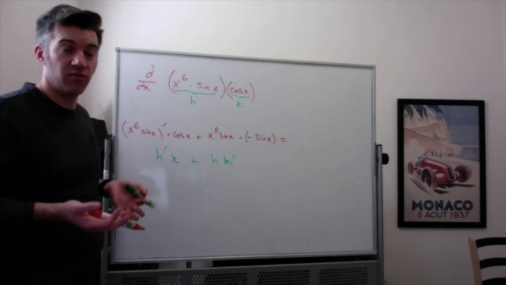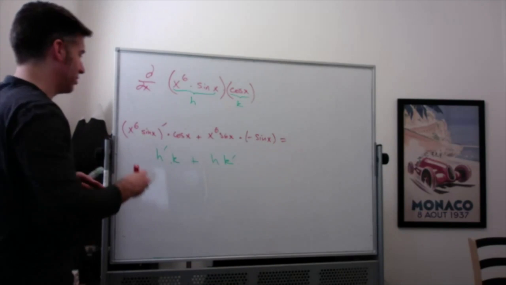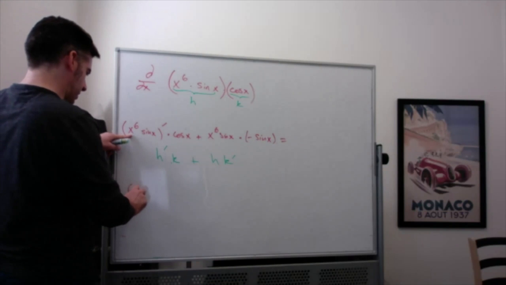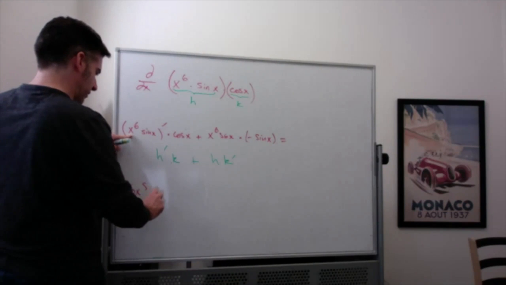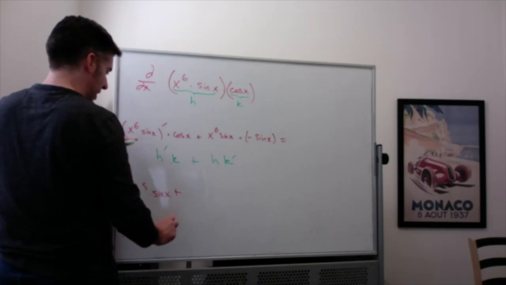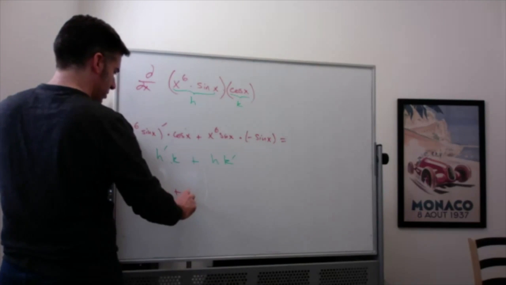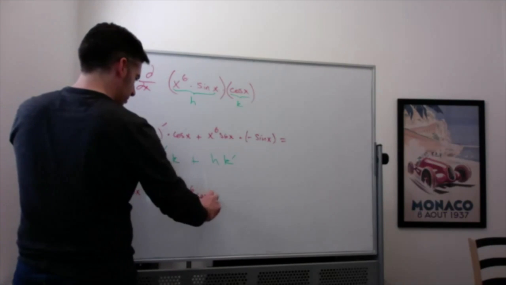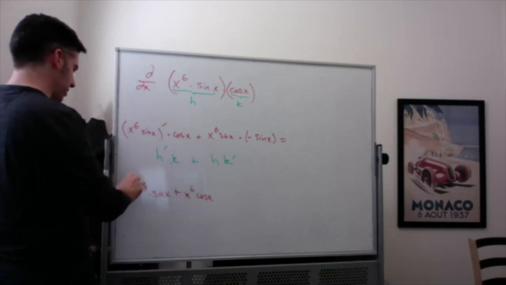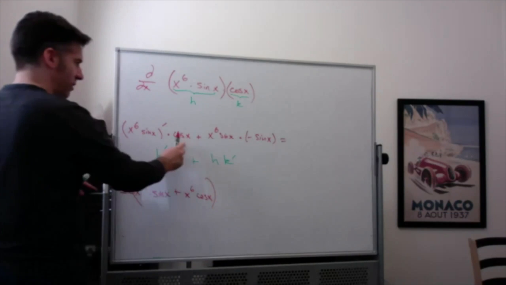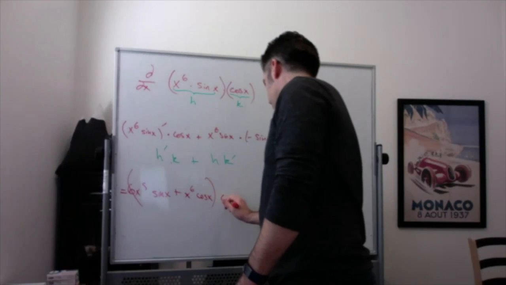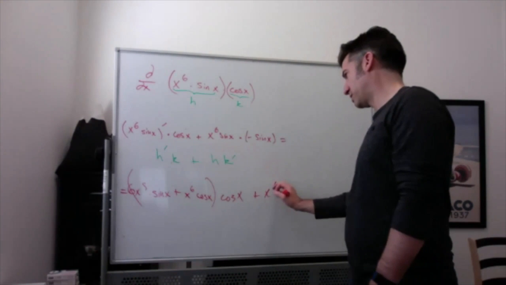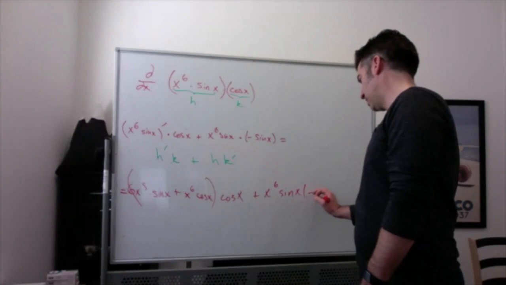But now I have to take the derivative of x to the sixth sine of x. I'm going to have to use the product rule again. So the derivative of x to the sixth sine of x is going to be the derivative of the first part, which is 6x to the fifth, times leave sine of x alone, plus now we leave x to the sixth alone, times the derivative of sine of x, which is cosine of x. And all of that derivative is still multiplied by cosine. And then I have this, which is plus x to the sixth sine of x times minus sine of x.